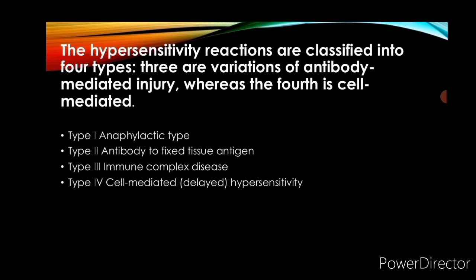And then the type 2 hypersensitivity, or the antibody to fixed tissue antigen. Humoral antibodies bind to fixed tissue or cell surface antigens, causing the disease by predisposing cells to phagocytosis or complement-mediated lysis. This leads to a pathogenic condition.